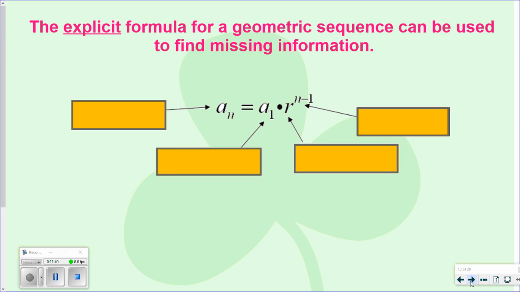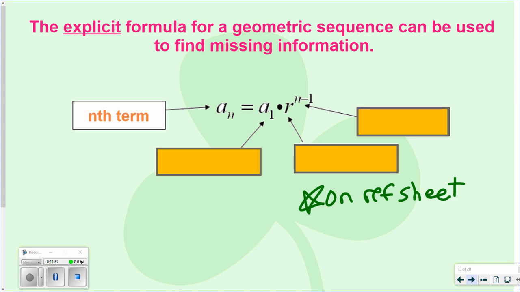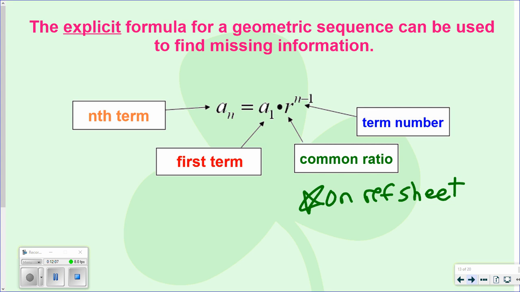The explicit formula for a geometric sequence can be used to find missing information. Again, this is on your reference sheet. You need to know how to apply it and understand what each thing means. So similar to the other one, a sub n is the nth term. A sub 1 stands for our first term. Now instead of a d, we have an r. That's our common ratio. And the n is going to be your term number. So I don't have to memorize this formula. I do have to know what these mean, though.